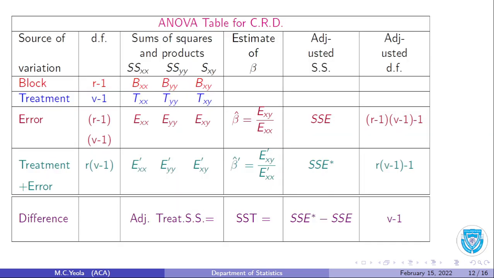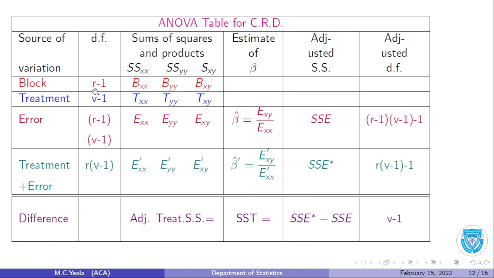Then this is the general table, sorry, this should be RBD here. Okay, this table is the ANOCOVA table for RBD. I forgot to make the correction here, this should be RBD. So what we have here, source of variation: block, treatment, error, treatment plus error, and difference.